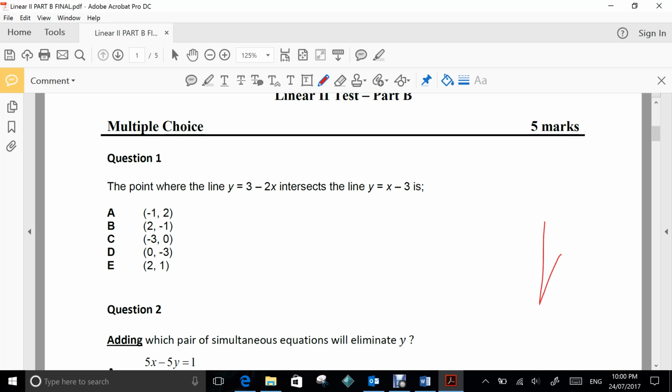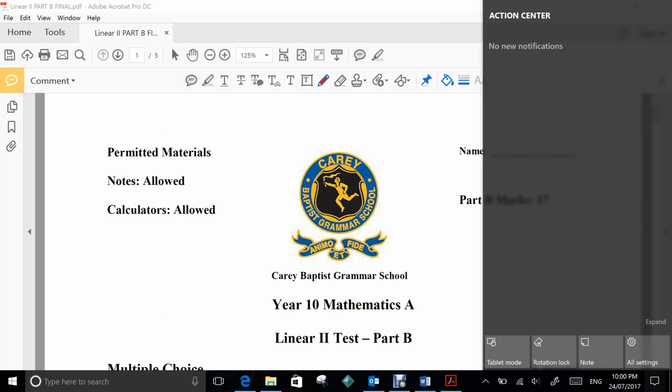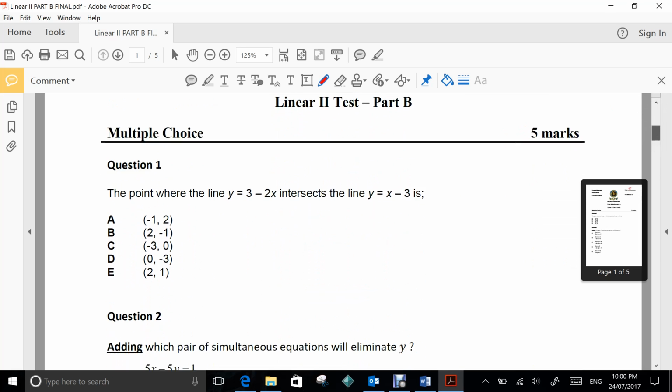Alrighty, let's do part B of this exam. Again, let's put our name here. There you go. Okay, so first multiplication question.